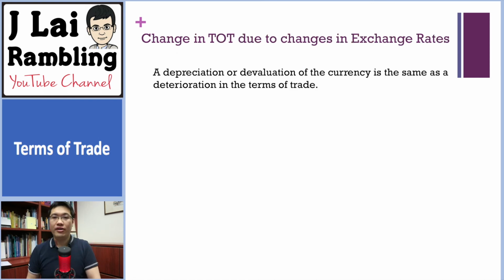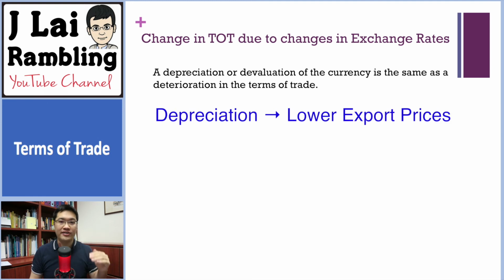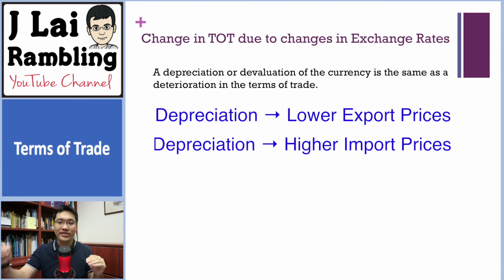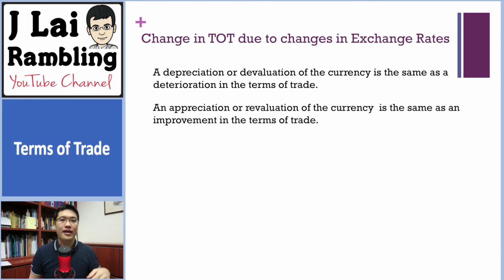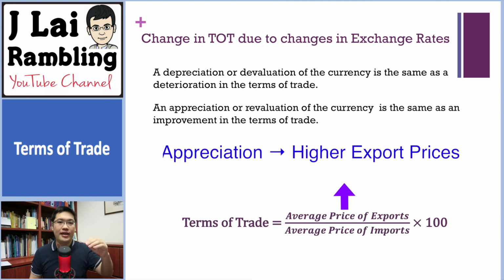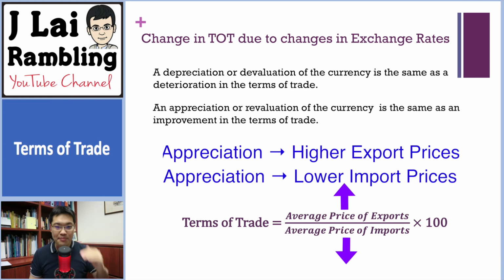Here, a depreciation or devaluation of the currency is the same as a deterioration in the terms of trade, because in this case, a depreciation of the currency leads to lower export prices and higher import prices. On the other hand, an appreciation or revaluation of the currency is the same as an improvement in the terms of trade. Okay? Appreciation of the currency is because exports are now selling at a higher price. Okay? Imports are now cheaper. Isn't that the same as an improvement in terms of trade?